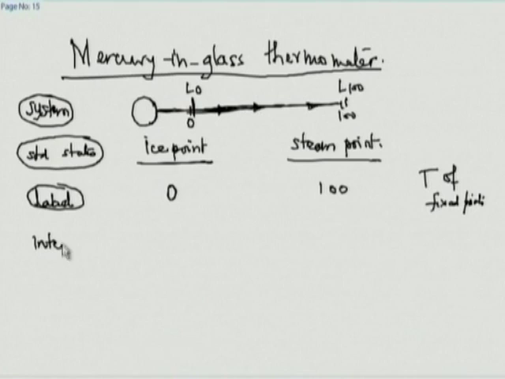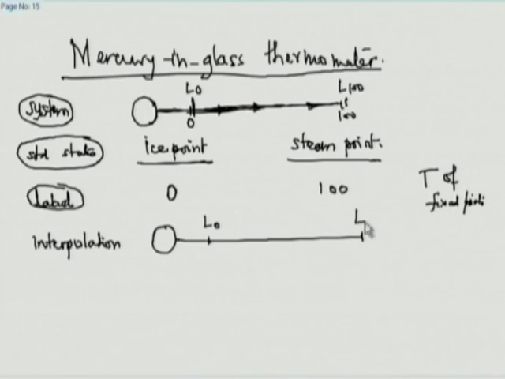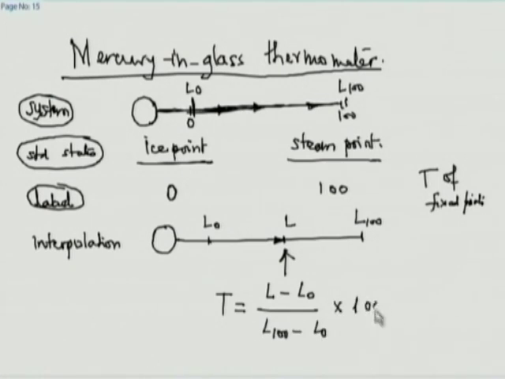And then we have the interpolation law. We assume, and we try to prepare the capillary in as uniform length as possible. We assume and try to make a perfect vacuum above the mercury. And then we say that if you have a system which when brought in contact with this mercury in glass thermometer will have an isothermal state of the thermometer, which corresponds to the mercury thread being at a length L, then for that system, the temperature will be given by L minus L naught divided by L 100 minus L naught multiplied by 100.